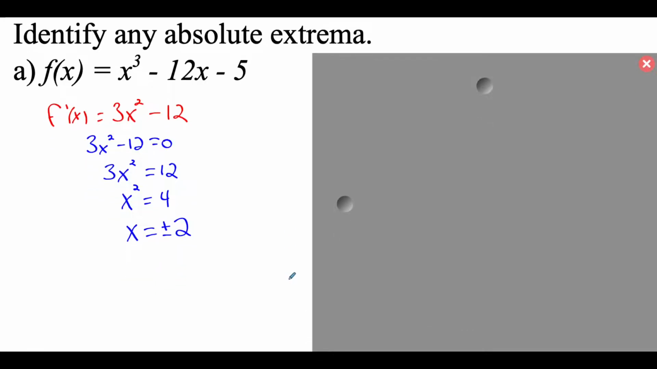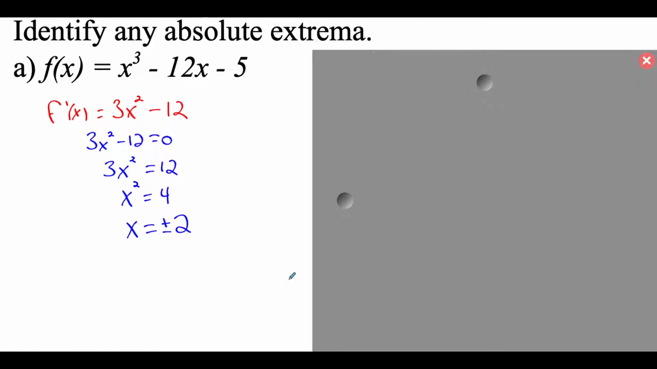Now, to determine what type of critical numbers these are, we want to look at what's happening around each critical number. And I'm going to draw out a sign chart. So we've got negative 2 as one of our critical numbers, and we've got positive 2 as the other critical number. Well, we want to take a look at what's happening to the derivative around each of these critical numbers. So the first thing I want to do is figure out what's happening on the left-hand side of negative 2. So I'm going to pick a test value from there that I can plug into my derivative. So I'm going to pick negative 3.